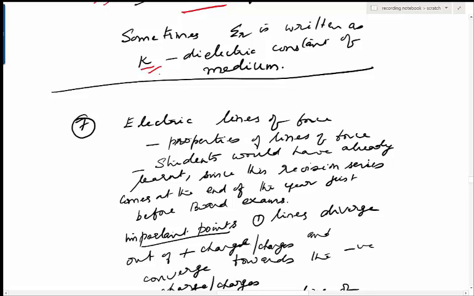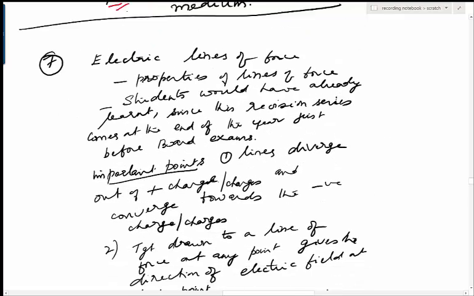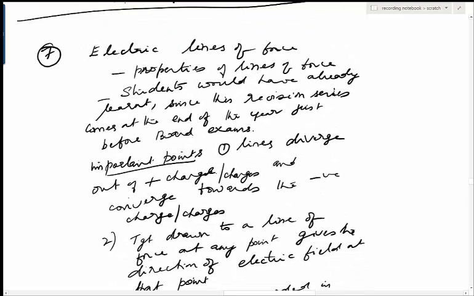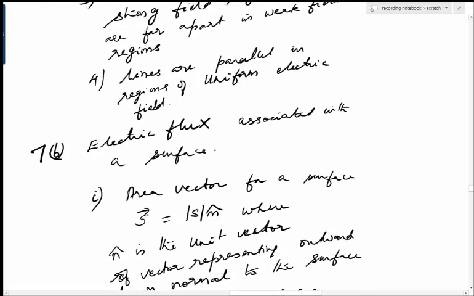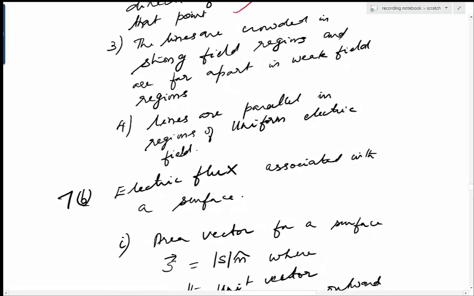Students would have already learned this, since the revision series comes at the end of the year just before board exams. Important points: lines diverge out of positive charge or charges and converge towards the negative charge or charges. A tangent drawn to the line of force at any point gives the direction of the electric field at that point. The lines are crowded in a strong field region and are far apart in the weaker field region. Lines are parallel in a region of uniform electric field.